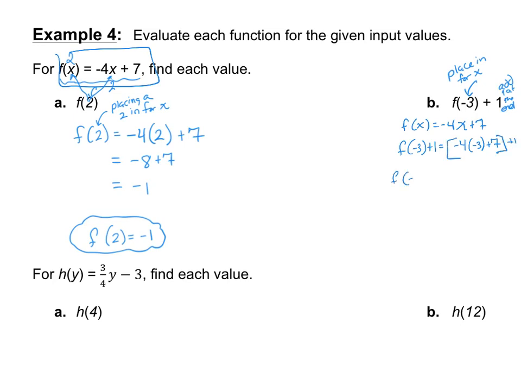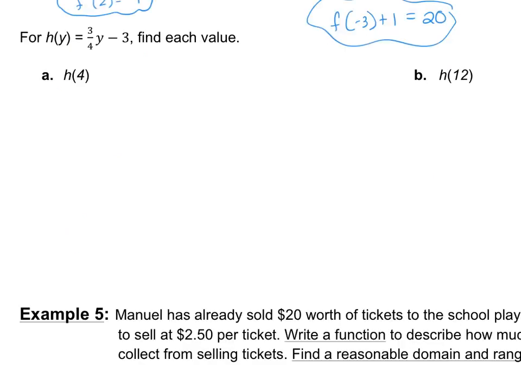So f of negative 3 plus 1, I actually don't need to write that anymore. I can just write equals and start calculating using PEMDAS. So negative 4 times negative 3 is positive 12. And then I'm going to do what's in the brackets next. 12 plus 7 is 19. I don't need those brackets there anymore, but it doesn't really matter. And 19 plus 1 is 20. So when I placed in the negative 3 and added 1 to it, I ended up with 20. And so that's our final answer.